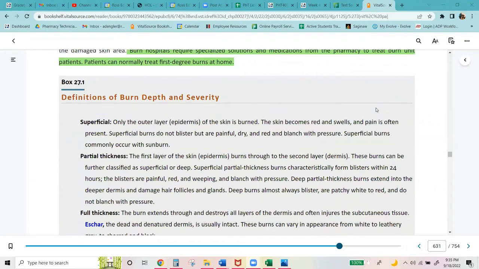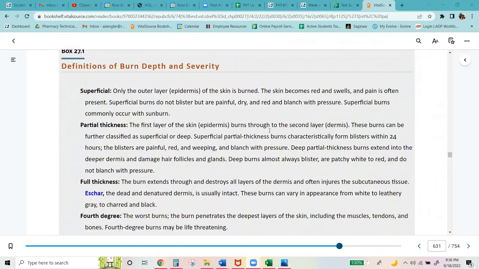Box 27.1 lists the definitions of burn depth and severity. Superficial is when only the outer layer of the skin is burned. The skin becomes red and swells, and pain is often present. They do not blister. They are painful and dry, and they are red and blanch with pressure. Superficial burns are commonly sunburns.